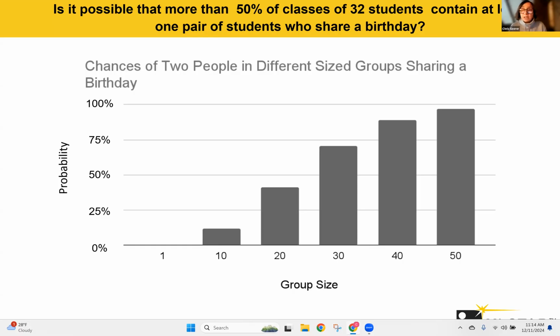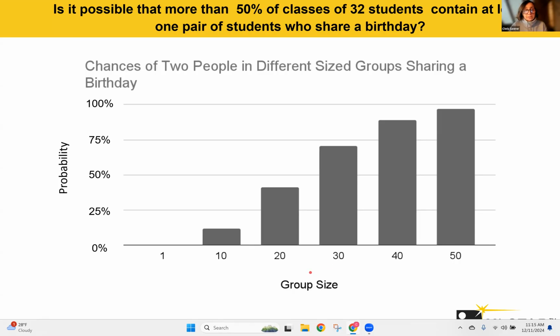There's a few ways to get an answer to this question. We're going to try to use this bar graph and see if that'll help us get an answer. Looking down here, we have a graph, and the title of the graph is The Chances of Two People in Different Size Groups Sharing a Birthday. That sounds like it might help us out.